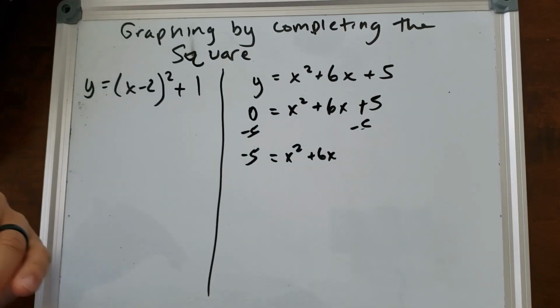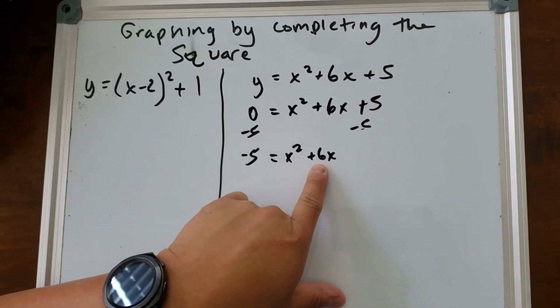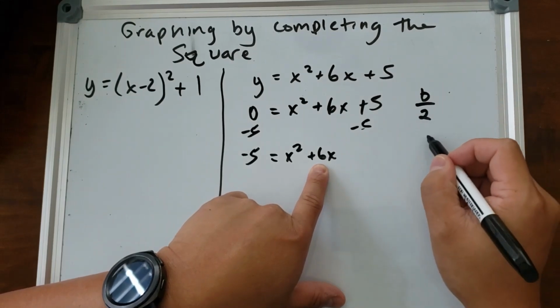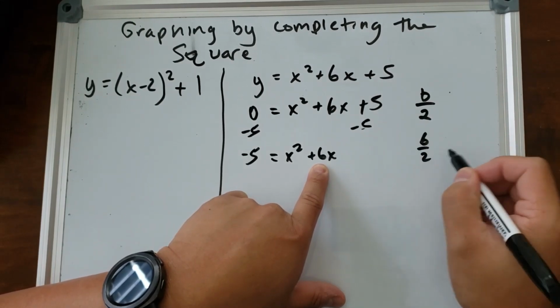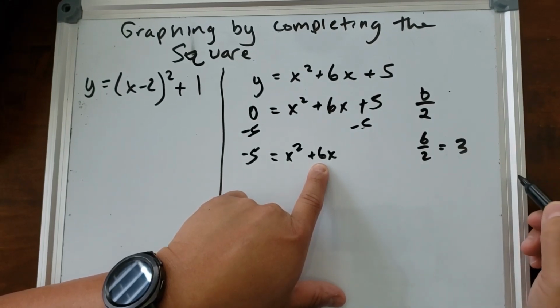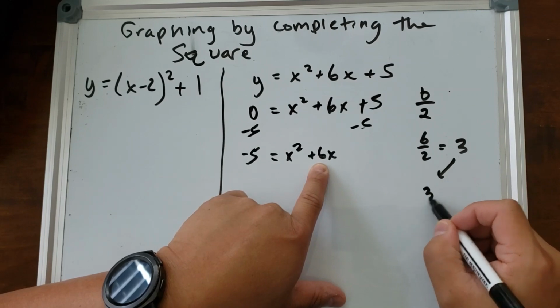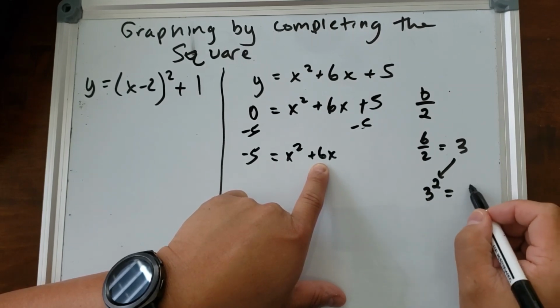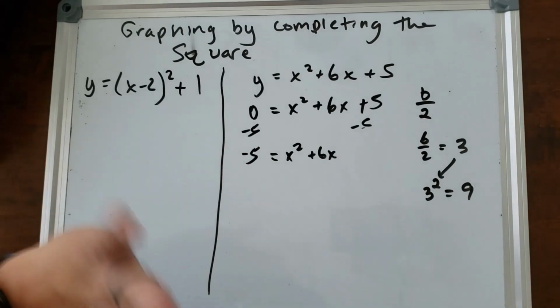We're going to have to memorize this process. So what we're going to do is look at this b, and divide it by 2. So I'm going to take this 6 and divide it by 2. And what does that give me? That gives me 3. Okay? Then I'm going to take that 3 and raise it to the 2 power. And what does that equal? That equals 9. Okay? So this is the way it's always going to work.